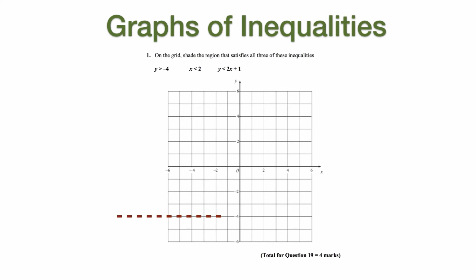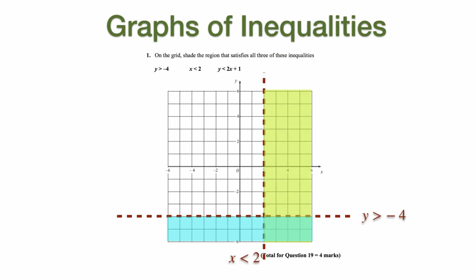First inequality is y is strictly greater than minus 4. So we start with the dotted horizontal line passing through minus 4 on the y-axis. Region below this line is unwanted region, and we could shade them out. For x less than 2, we need to draw a vertical dotted line passing through 2 on the x-axis. X less than 2 refers to the region to the left side of the line, therefore we shade out the region to the right side of the line which we don't want.